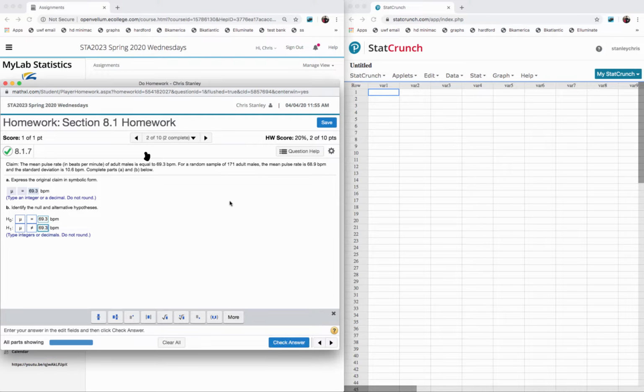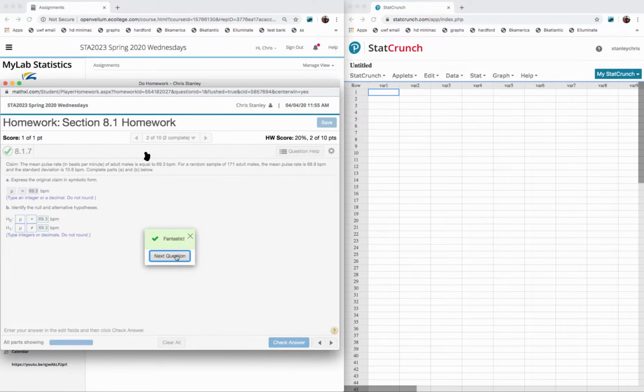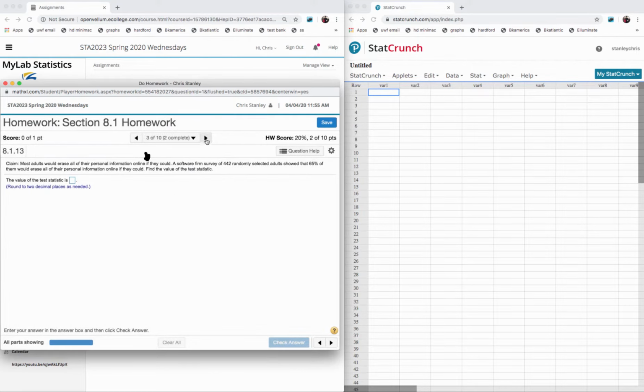So our job now is to take a sample, 68.9. That's somewhat different than that, but not too much. But the sample size is pretty big. I think they have us do this test a little later. Oh, that was 8.1. No, sorry, we're on 8.1.